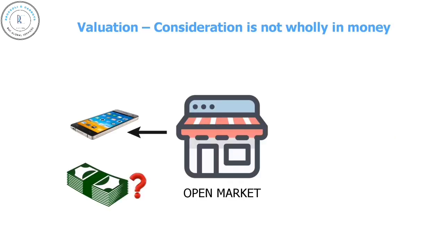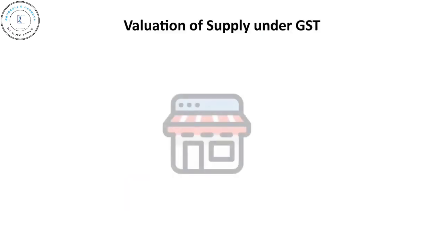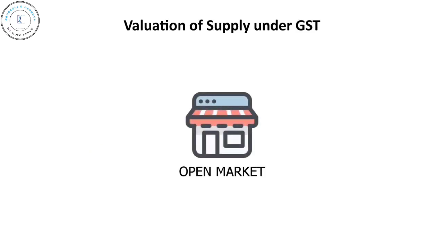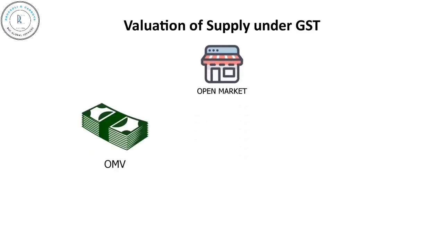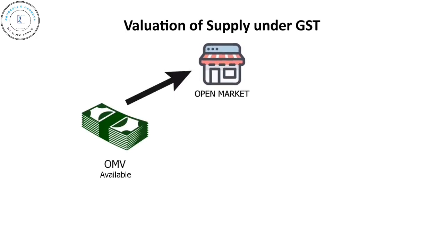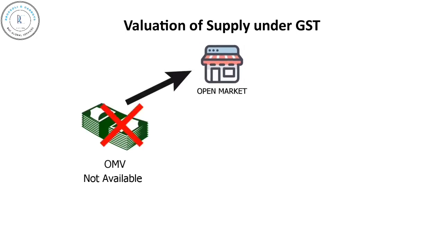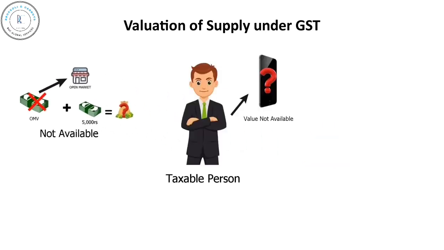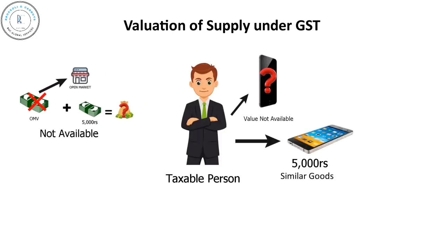Today we shall be discussing the valuation concept where consideration is not wholly in money. Valuation of supply under GST will be open market value of such supply. OMV will be the amount which is fairly available in open market. If the OMV is not available, the monetary value of partial consideration will be added to monetary consideration, to sum up to total consideration. If the value is not determinable under the points above, taxable person can refer to similar goods or services or both for determining the value of supply.